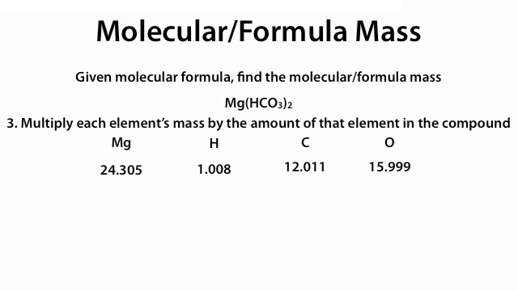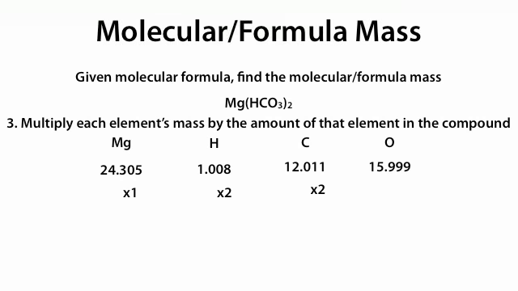Next, multiply each element's mass by the amount of that element in the compound. For Mg, we're going to multiply by 1 because there's only 1 Mg in the compound. For H, we're going to multiply by 2. Why are we going to multiply by 2? We multiply by 2 because we have HCO3, but the parentheses around HCO3 tells us that we have 2 HCO3s. So since we have 2 HCO3s, we have 2 hydrogens. So we multiply by 2.